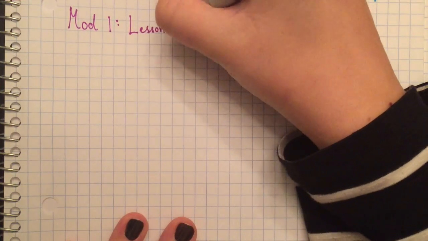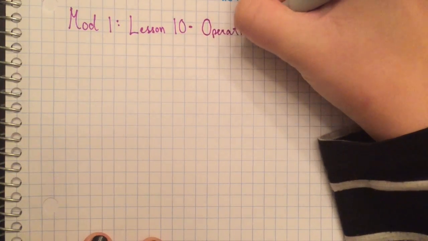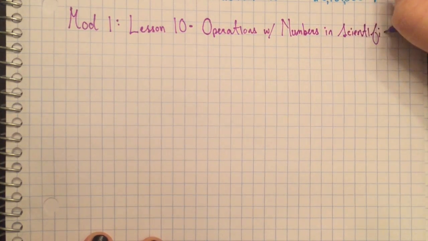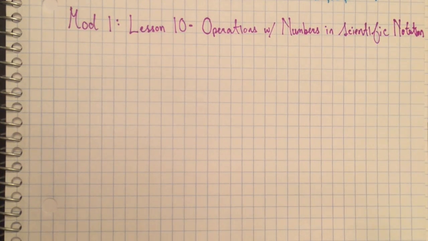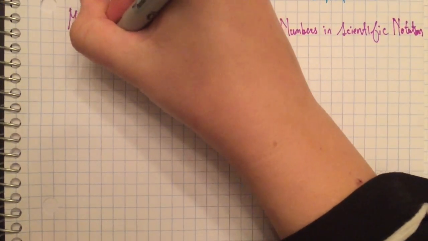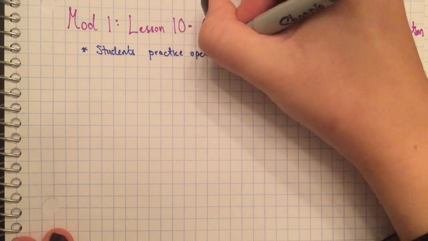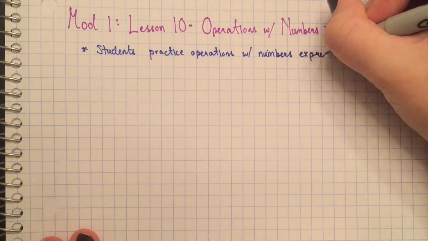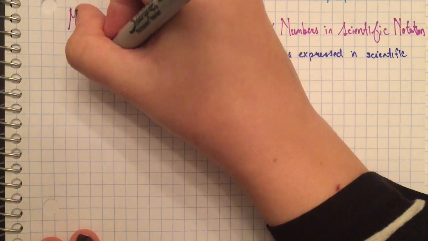Moving on to Module 1, Lesson 10, we're going to continue to look at operations with numbers in scientific notation. So that means we're going to add, subtract, multiply, do all those good things with values in scientific notation. So our objective says students practice operations with numbers expressed in scientific and in standard notation.